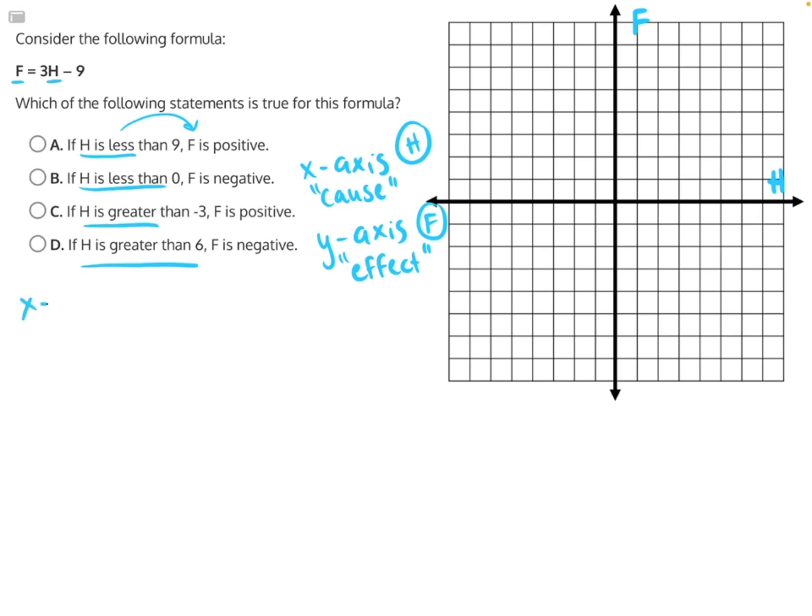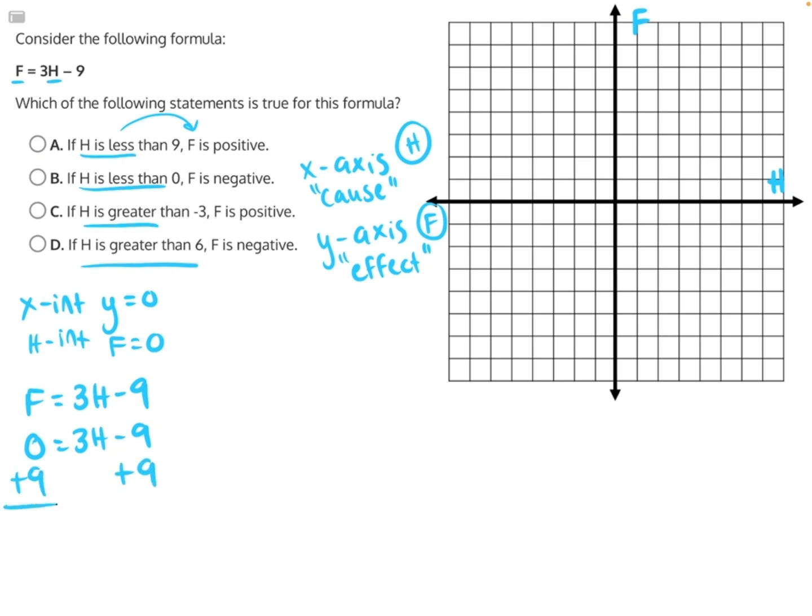If we want to find our x-intercept, we need to set y equal to 0, or in this case, our h-intercept, and set f equal to 0. So let's do that. F equals 3h minus 9. We would instead put 0 in for f and solve for h. The opposite of negative 9 is a positive, so we'll add 9 to both sides. These will cancel, giving us 9 equals 3h. Then 3 is being multiplied to h, so we'll do the opposite and divide both sides by 3. These 3's will cancel, giving us 3 equals h.